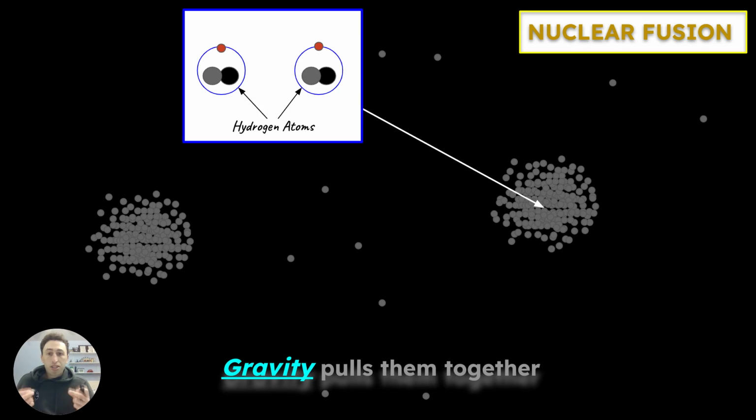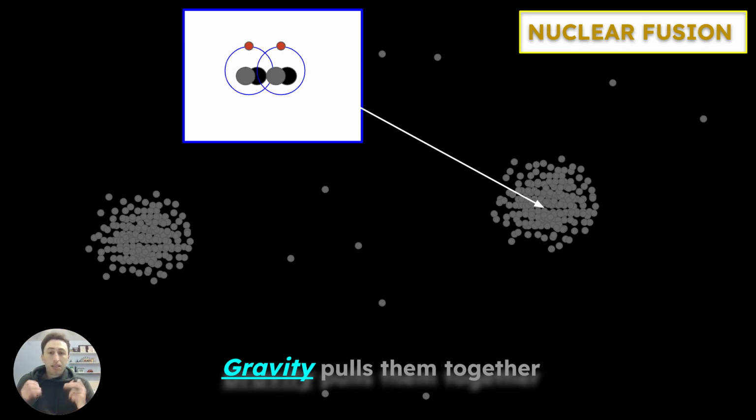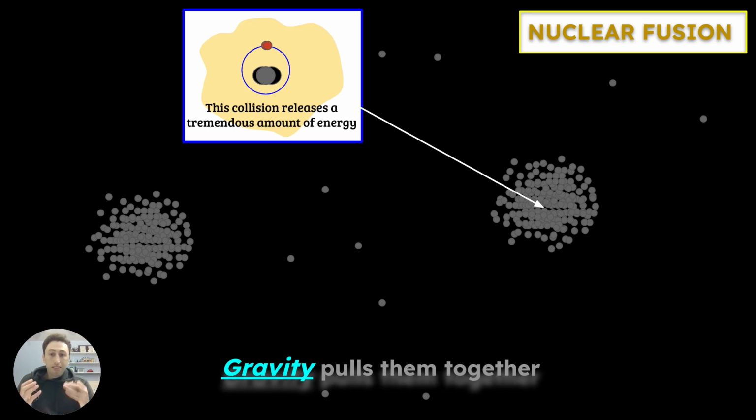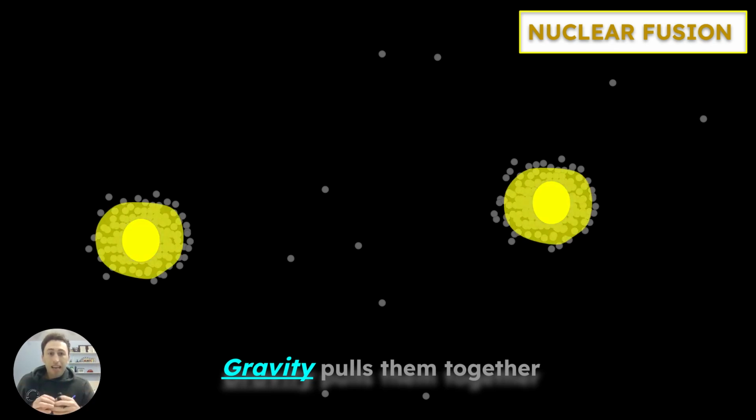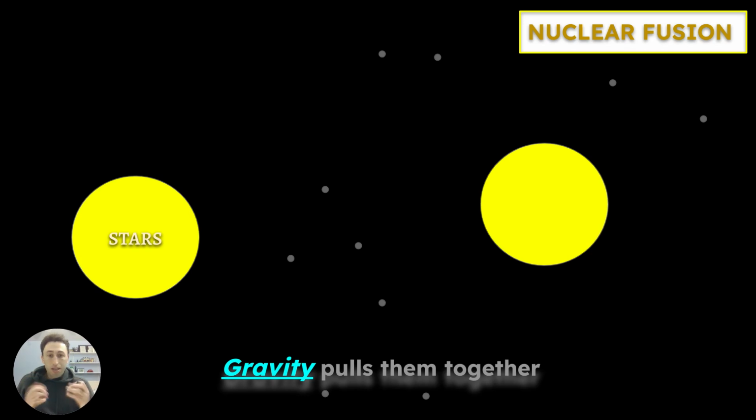Nuclear fusion is when the hydrogen atoms inside have so much pressure and so much temperature that they start to collide with each other and release a tremendous amount of energy. And that energy will help to form the stars. So stars are formed by nuclear fusion, and that is how stars continue to emit all their light and all their radiation, by the process of nuclear fusion.